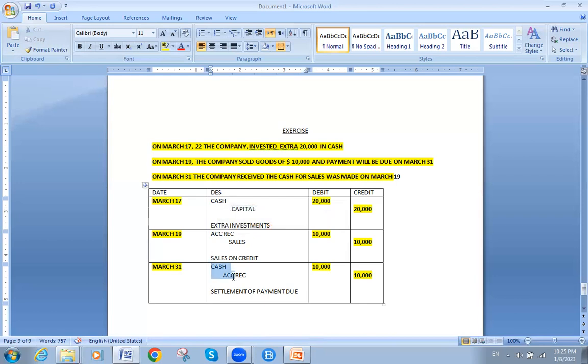Once this settlement is done and we received our money, the money will increase in our books. So the cash will increase, it will be debit from cash 10,000 into account receivable for the 10,000. Settlement of payment due, and this is the description of the entry.